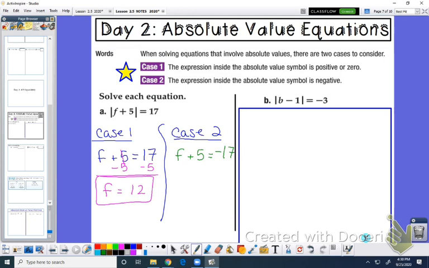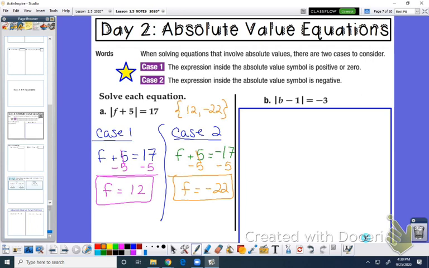So now we're going to still subtract 5 from both sides. So we have f equals, now we have negative 17, subtract 5, that's going to be negative 22. So our two answers would be 12 and negative 22, or we can say it's the set 12, comma, negative 22.